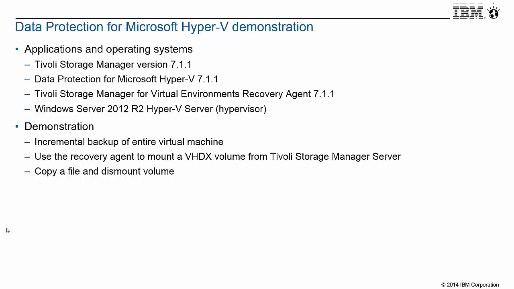Hyper-V environment. And what we've done is we've done an incremental backup of an entire virtual machine. So that's already been done, and the scenario is we want to pick a file out of that whole machine backup. So what we're going to do is use a recovery agent to mount a virtual hard disk volume from the TSM server without actually restoring it, and then we'll just copy off the file that we want and dismount the volume. So let's get started.